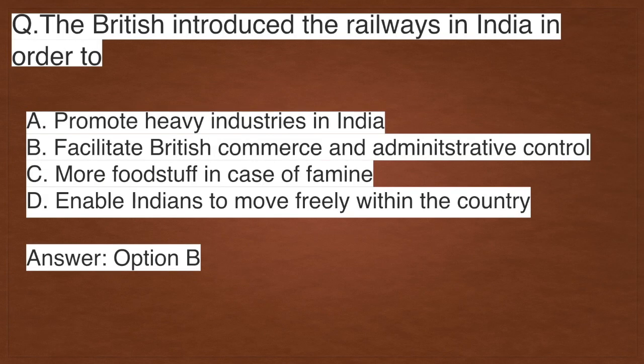The British introduced the railways in India in order to: A, promote heavy industries in India; B, facilitate British commerce and administrative control; C, move more foodstuff in case of famine; and D, enable Indians to move freely within the country. Option A is absolutely wrong. The British established the railway in order to facilitate the smooth transfer of their raw material, especially agricultural raw material, for their manufactured goods, and the establishment of the railway was not for Indians, only for their administrative control and commerce. Hence, options A, C, D are completely wrong. The right answer is B, to facilitate British commerce and administrative control.